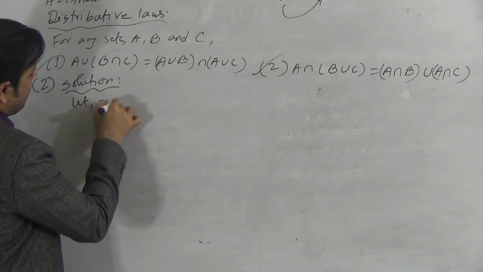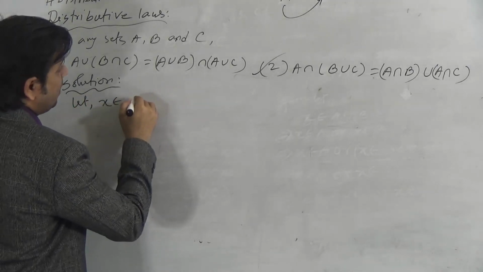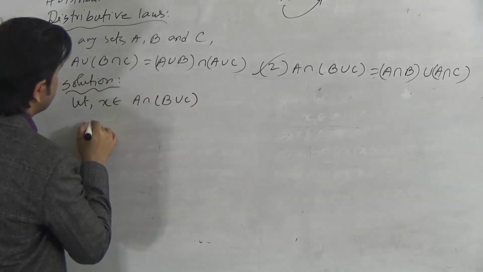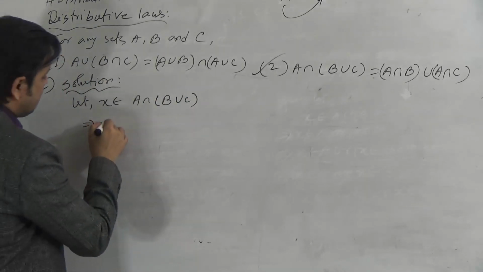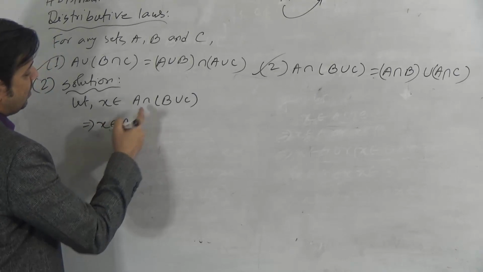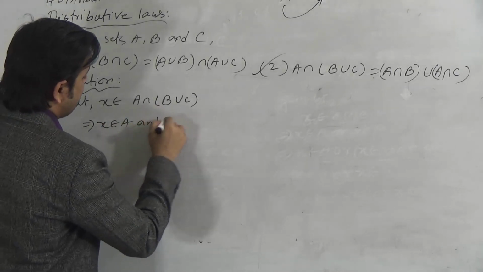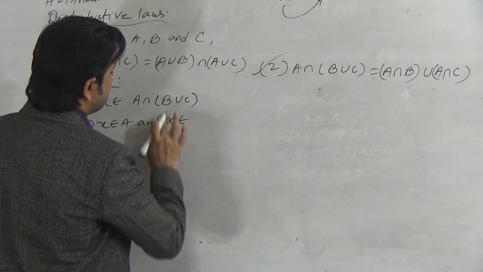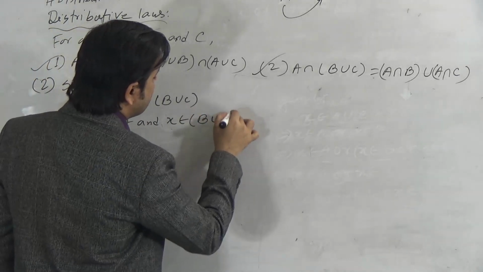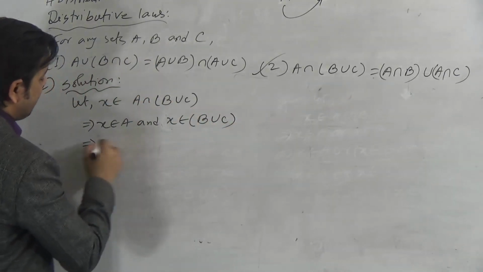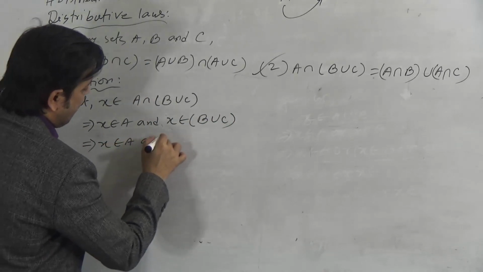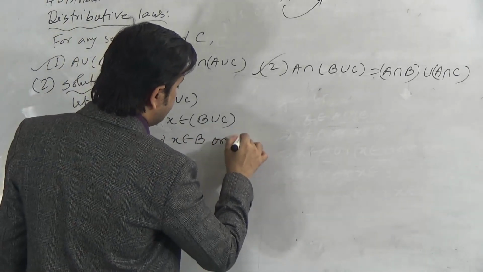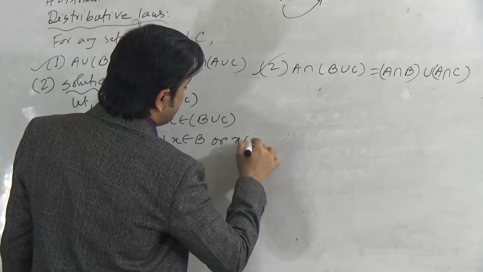Let x be contained in A intersection (B union C). What does it mean? It means that x is contained in A, and as here is intersection, we have to write and, x is contained in B union C. Now we can write x is contained in A and x is contained in B, as here is union, we have to write OR, x is contained in C.